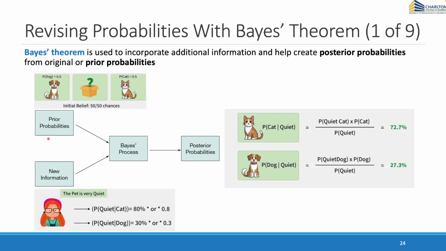So in summary, we have prior probabilities. There is 50% chance that it's a dog in the box and 50% chance that it's cat. Then we get a new information that the pet is quiet. Then we use that information to update our belief and calculate the posterior probability. So instead of 50% chance, now we have 27% chance. So still, the chance that it's cat is higher than dog.